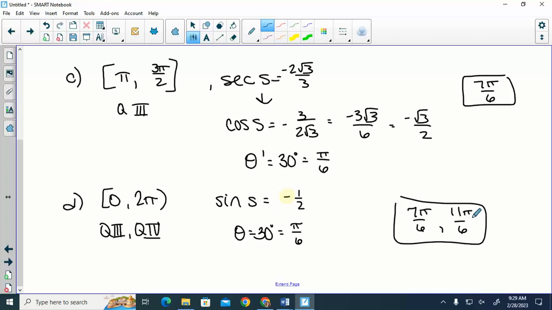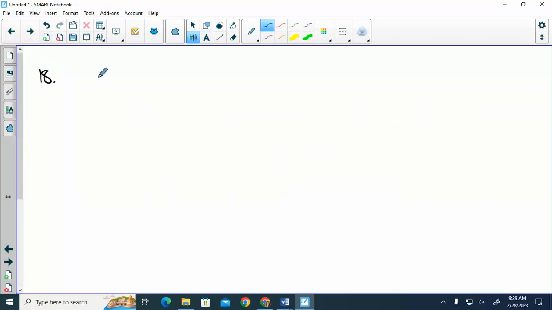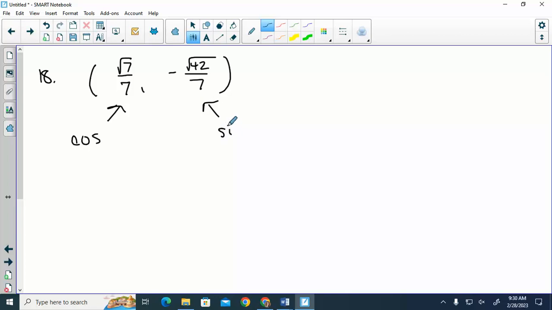Any questions about those? So last one, problem 18. Okay, I told you this was a point on the unit circle. So the unit circle, we talked about the common points, but it's a circle. It has an infinite number of points on it. This is a different one. However, we know that on the unit circle, for any ordered pair, the x is cosine and the y is sine. So I asked for all six trig functions.